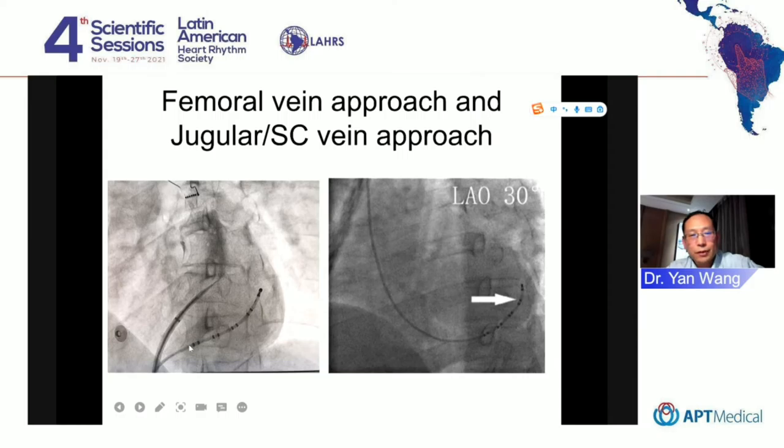In this way, you can see we just push the catheter and advance it through the femoral vein, then to the inferior vena cava and then into the right atrium like this. And this is through the right side, where the electrode is placed via the subclavian vein or jugular vein, and in this way.